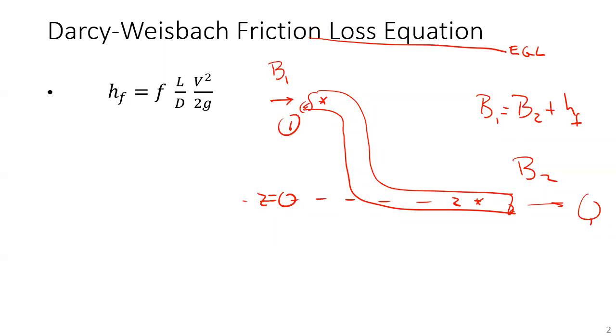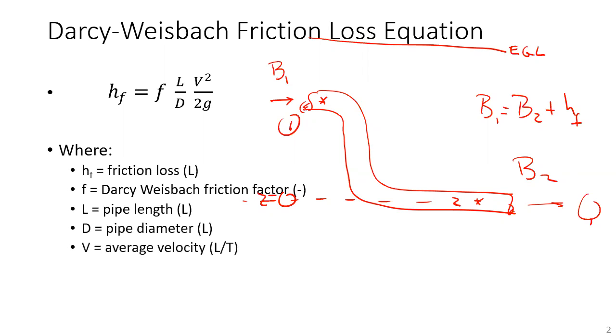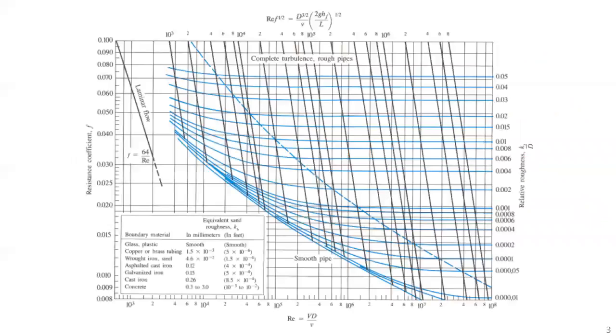And again, there are other equations. I'll talk about one other one once we get through this section. So in the Darcy-Weisbach equation, again, h sub f is energy loss due to friction, and it has the dimensions of length. The Darcy-Weisbach friction factor is dimensionless. L is the pipe length, D is the pipe diameter, V is the velocity, g is gravity. So how we find the Darcy-Weisbach friction factor is what's called the Moody diagram.